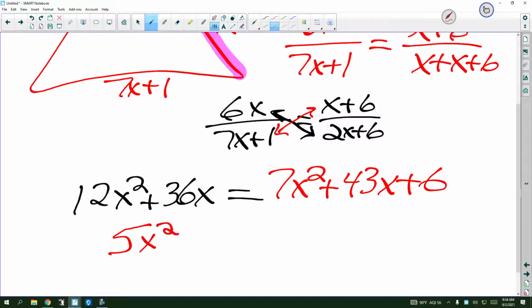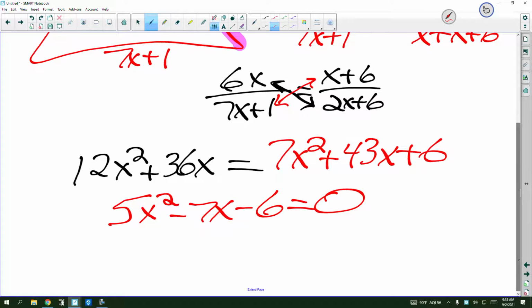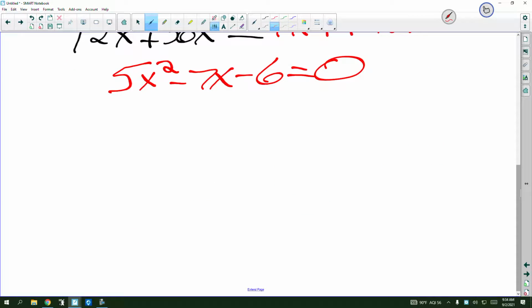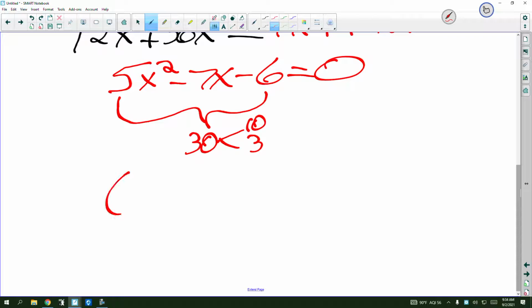Okay, now I'm going to move everything to the left. 5x squared minus 7x minus 6 equals 0. Anybody else get that? Good. I feel confident anyway. I'm going to try down under. I don't know if it's going to work. 10 and 3. Let's try it.